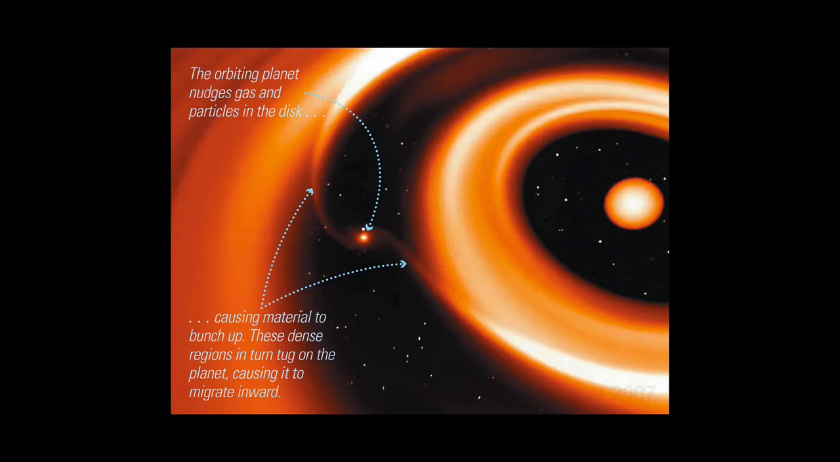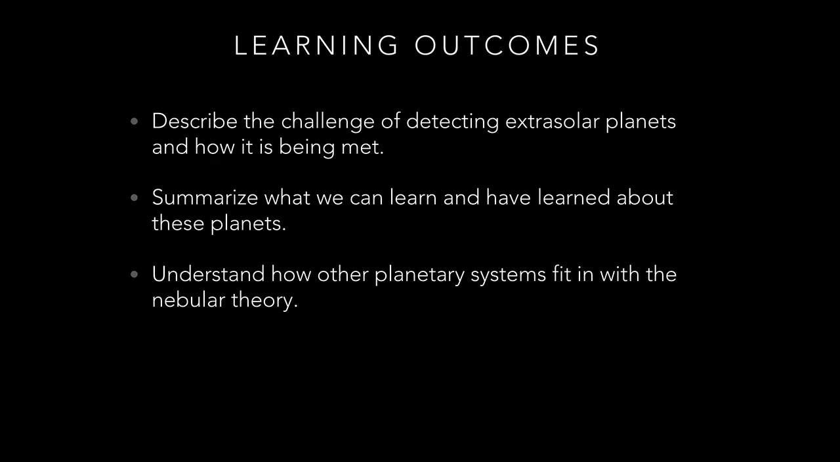For example, the fact we found Jovian-sized planets orbiting close to their stars tells us that planets sometimes migrate inward from the orbits with which they are born, perhaps as a result of waves propagating through the disks of gas in which planets form. To recap, in this video, we have described the challenge of detecting extrasolar planets and how it is being met, summarized what we can learn and have learned about these planets, and understood how other planetary systems fit with the nebular theory.